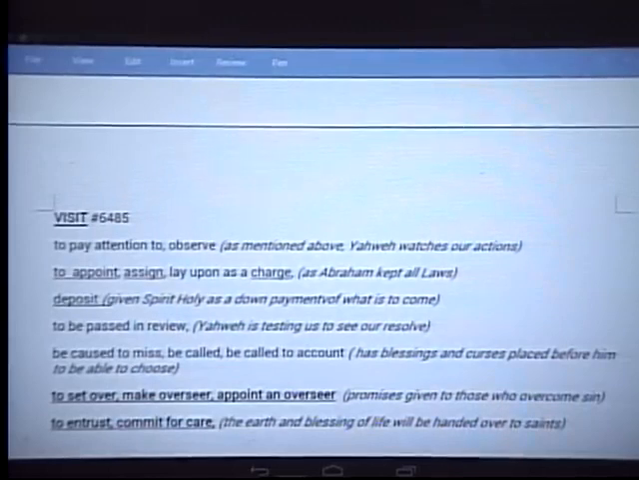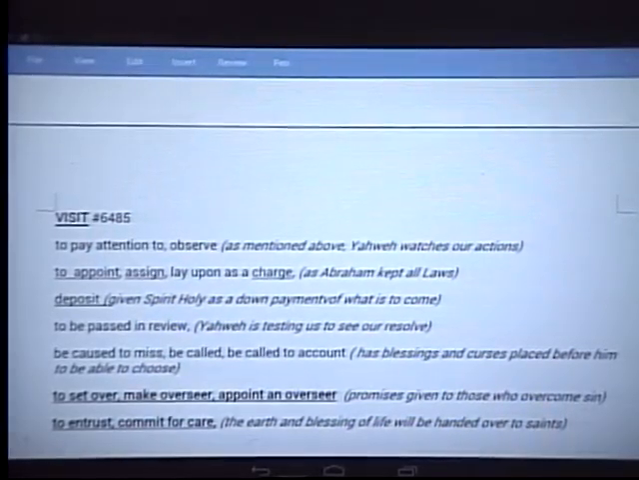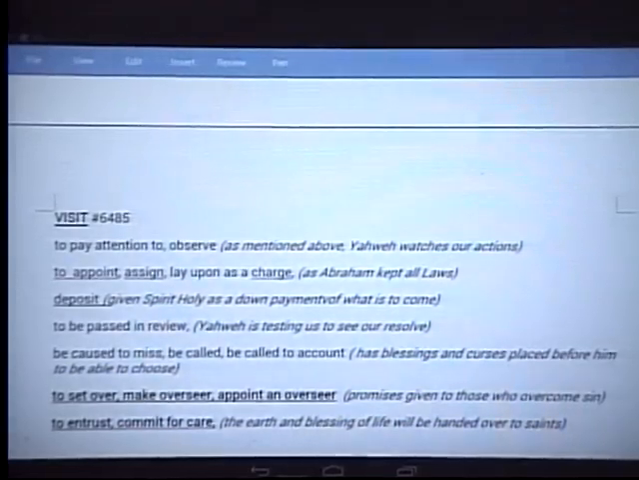Visit means to be caused to miss, to be called, or to be called into account. Because blessings and curses have been placed before us, and we have the ability to choose what we want to do. So we can be caused to miss. Remember the definition of sin? The definition of sin means to miss the mark. Okay? To miss the mark. And of course, our whole objective is for the mark of Yahweh to be upon us. But the definition of sin is to miss the mark.